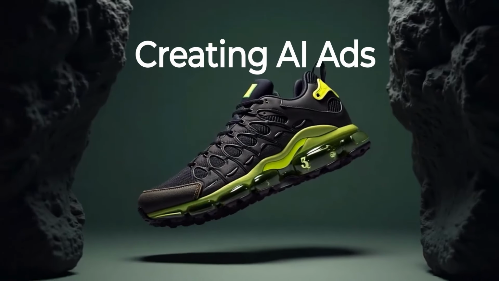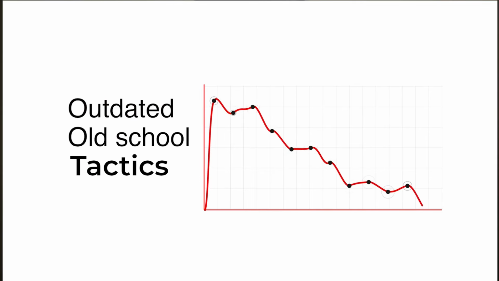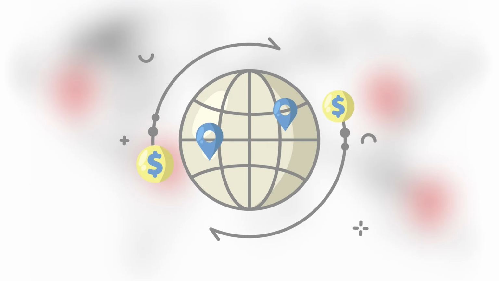So here's how I'm going into 2026 creating AI ads. AI ads can get a pretty bad rap, but if you're using outdated, old school tactics from 2025, I'm going to show you how you can update those tactics so you can create powerful images and videos that drive conversions. This works for both e-commerce as well as lead generation, local-based businesses, global businesses, service-based businesses, you name it. And all it takes is a few clicks of a button.